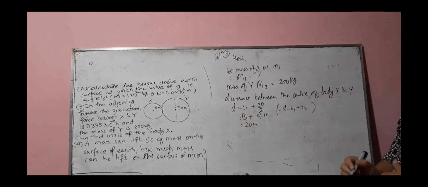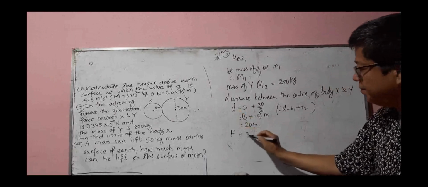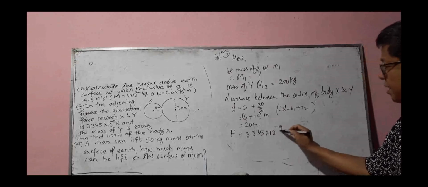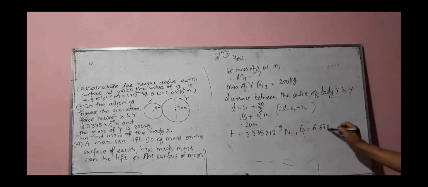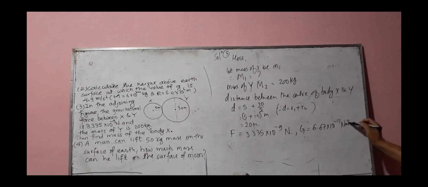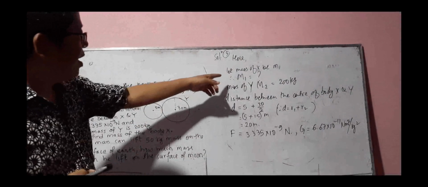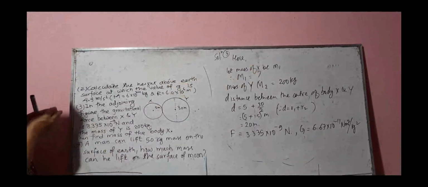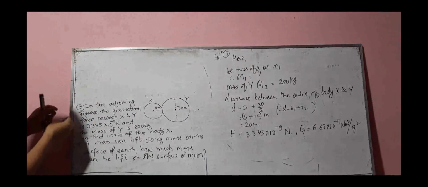So distance is 20 meter, and also we have given that force of gravitation is 3.335 into 10 to the power minus 9 Newton, and also we know the value of G is 6.67 into 10 to the power minus 11 Newton meter square per kg square. Okay, so this is the information given to us, where we have to find the mass of x. So to find that, we have now the relations.